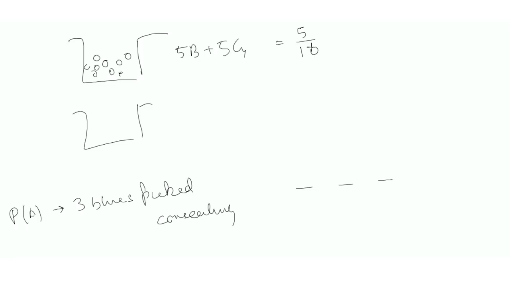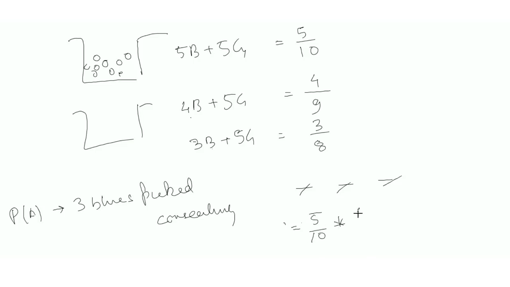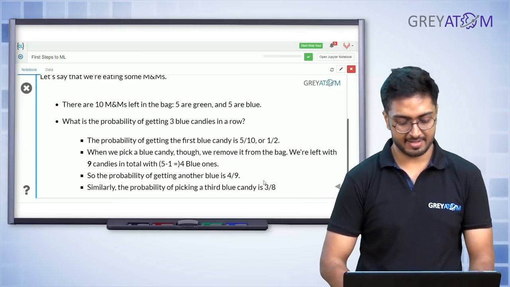Now, once we have taken that blue, assuming this is a set, we want the second blue. We want consecutive blues. That means the first one is blue, for which the probability is 5 by 10. Obviously, if the first one is blue, then we are left with 4 blues plus 5 greens, so there are 9 possible options, and out of those 9 we want to choose 4 blues. In the next iteration, we'll be left with 3 blues plus 5 greens. If the first two are blue, then from this configuration, if we again have to choose a blue, the probability is 3 by 8. So the probability of this particular event happening is 5 by 10 into 4 by 9 into 3 by 8. That's the understanding that we need to develop.